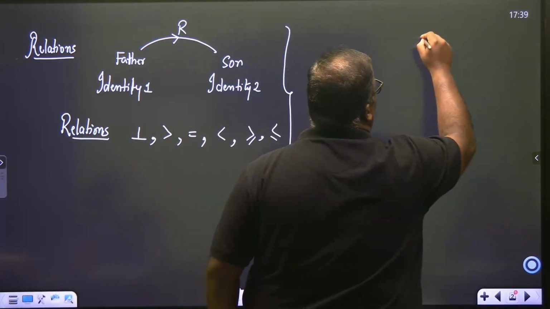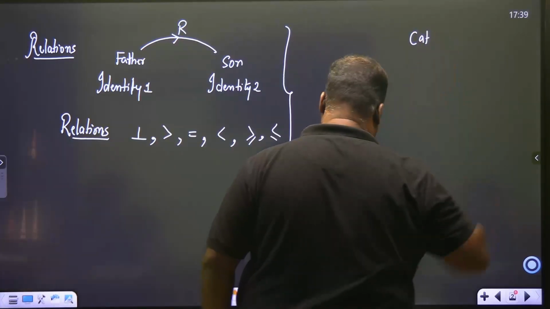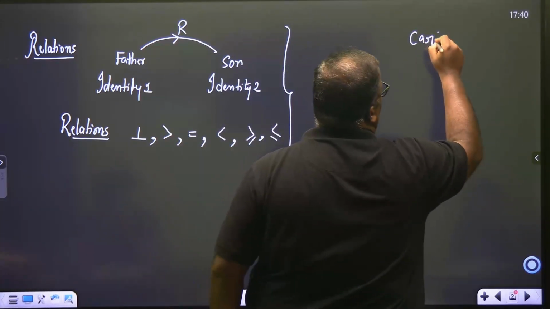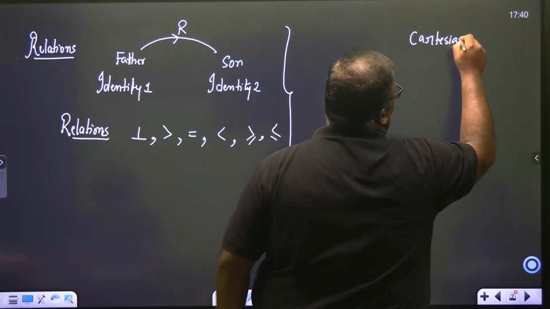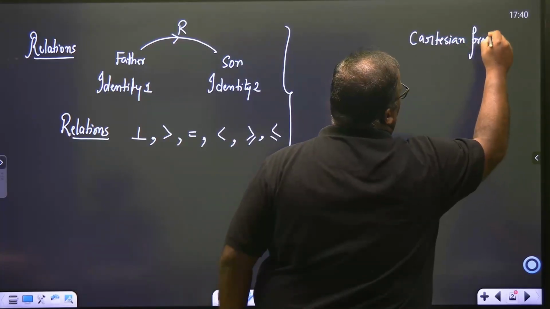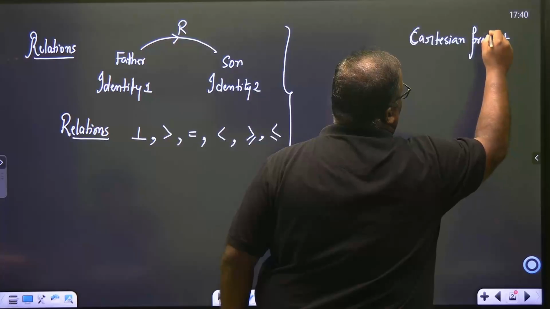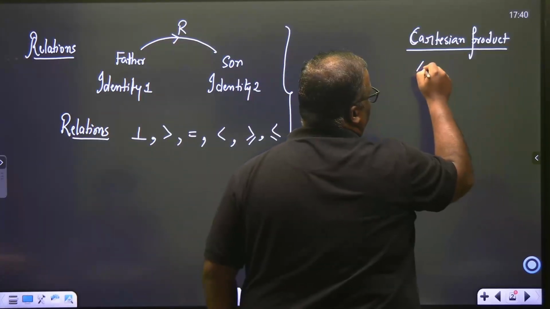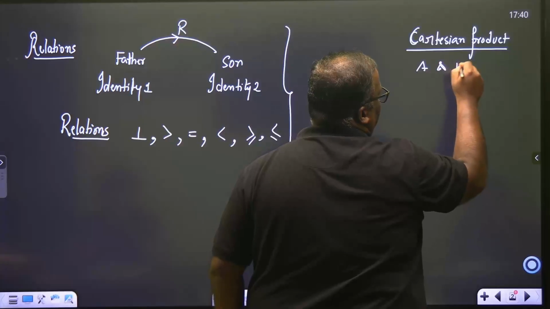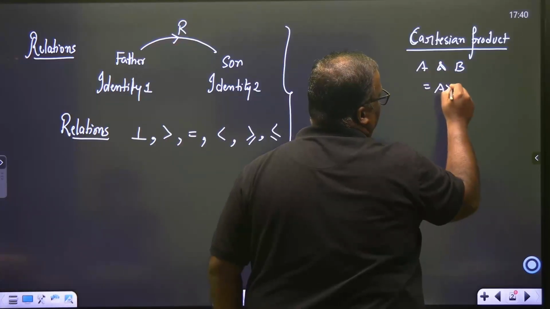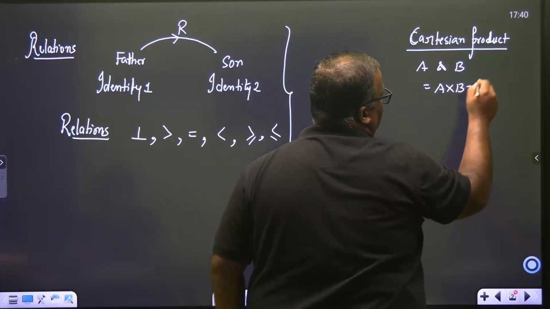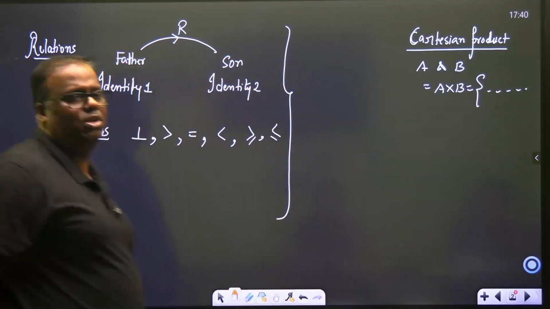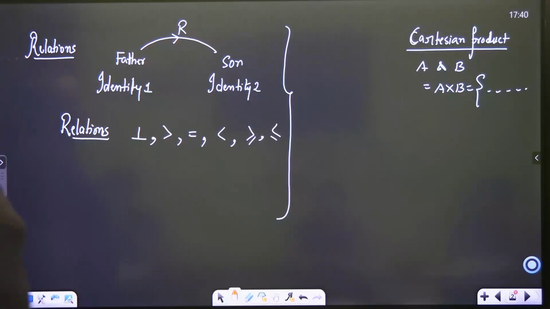I am clear now about Cartesian product. So let me revisit Cartesian product. The Cartesian product of two sets A and B is denoted by A cross B. And A cross B will also have some elements, the count of which is equal to PQ. Is this understood? Okay.